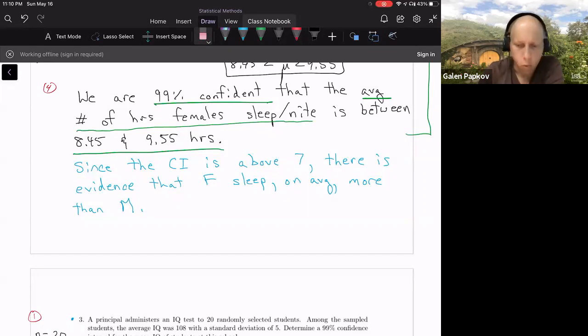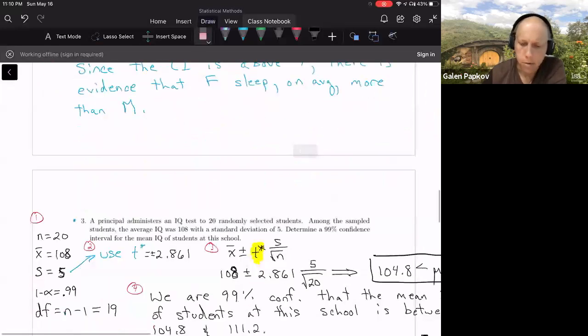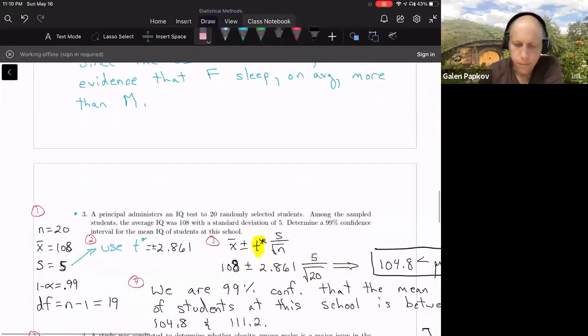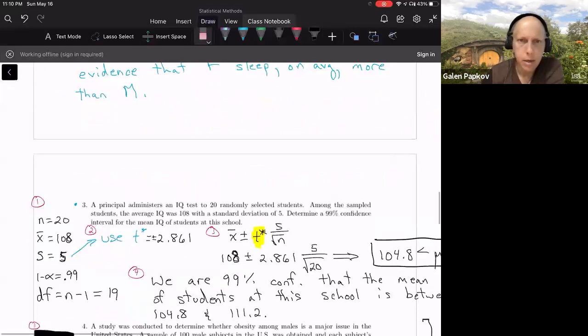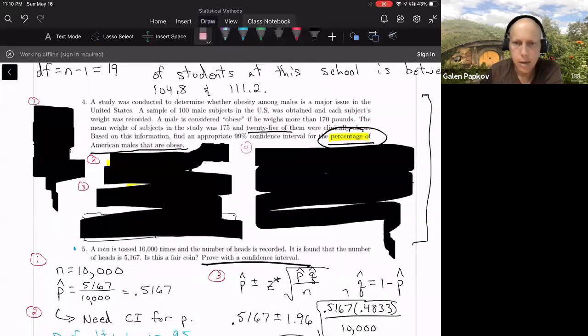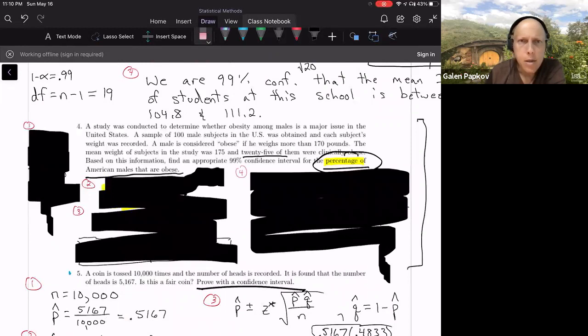Then there was problem number 4, which was the second one for you to attempt. So let me scroll down to that. A study was conducted to determine whether obesity among males is a major issue in the United States. A sample of 100 male subjects in the US was obtained, and each subject's weight was recorded. A male is considered obese if he weighs more than 170 pounds. The mean weight of subjects in the study was 175, and 25 of them were clinically obese. Based on this information, find an appropriate 99% confidence interval for the percentage of American males that are obese.